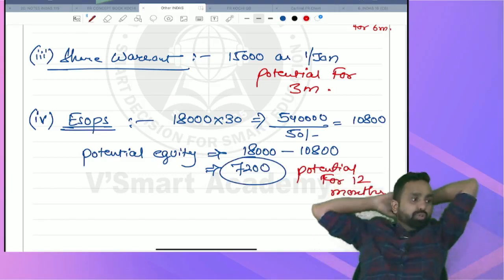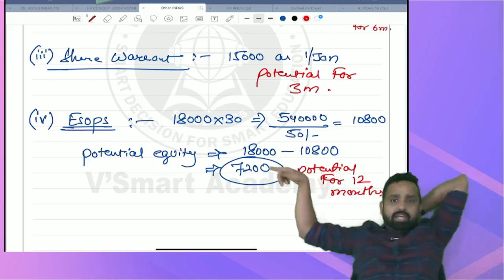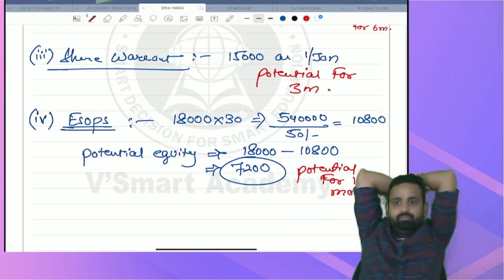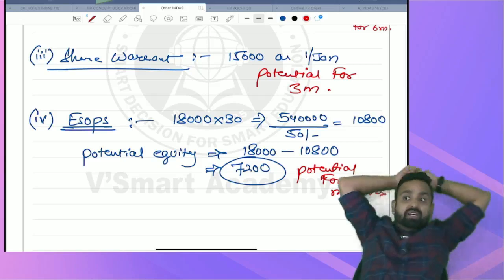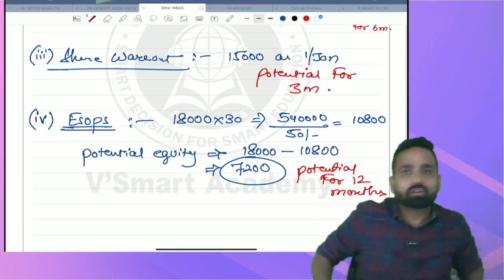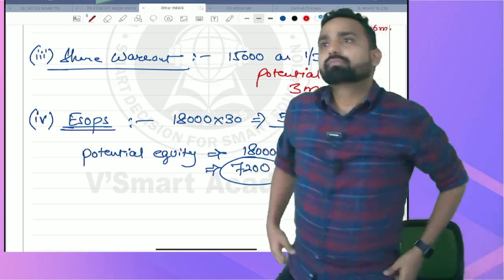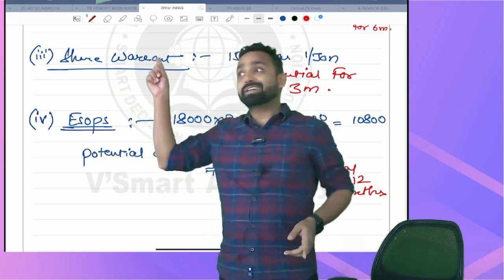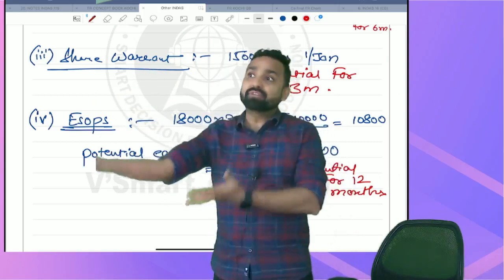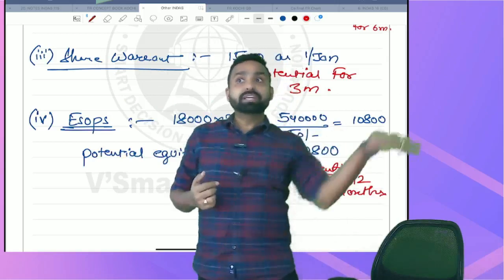In ESOP you make the calculation like this. Do you want me to explain? Ten minutes back I discussed one thing: whenever the company issues funds in the market, we always assume that when we get the funds, our earnings would be increased.